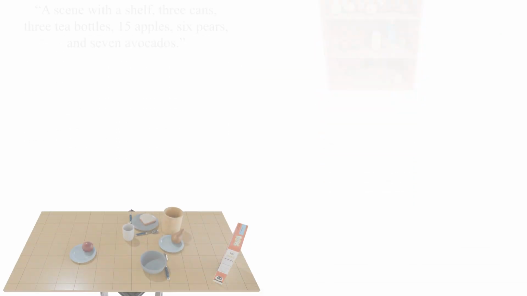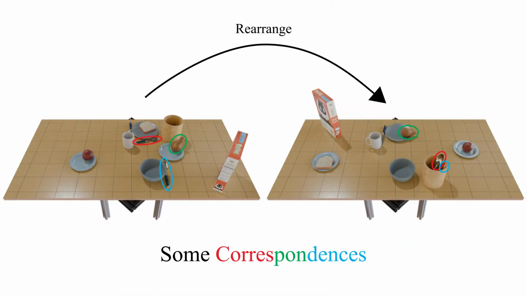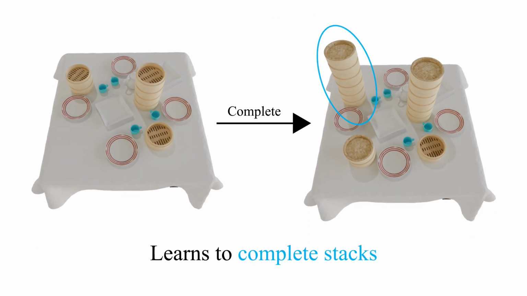We also explore test time in-painting, directly in the structured scene representation. Examples are scene rearrangement, where we regenerate the poses of existing objects, and scene completion, where we synthesize new values for empty object slots.